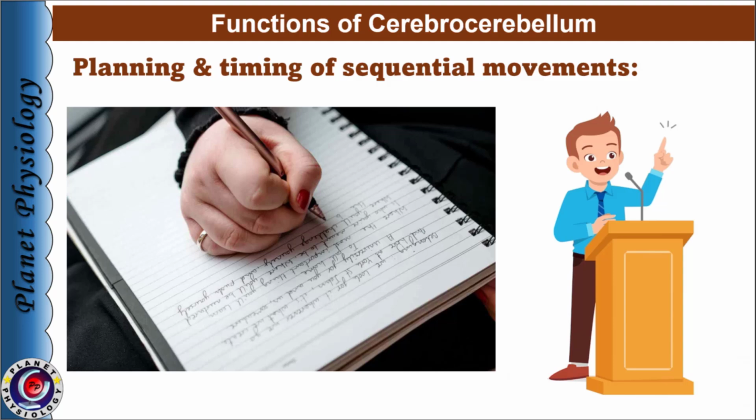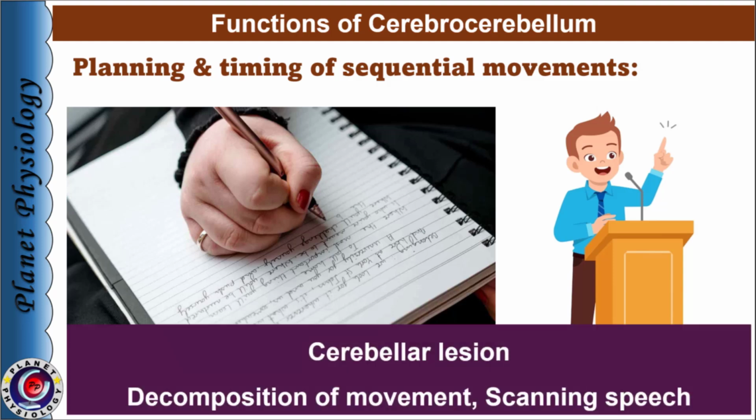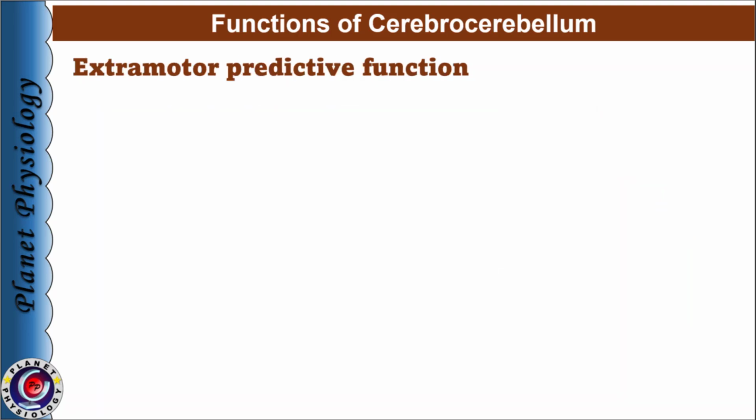Without proper cerebellar planning, handwriting becomes slow and irregular, and the usual smooth sequence breaks down into fragmented, awkward, step-by-step motions, a phenomenon known as decomposition of movement. It also results in scanning speech, where syllables become broken, irregular, and lose their normal rhythm. Another important function of cerebellum is extramotor predictive function.